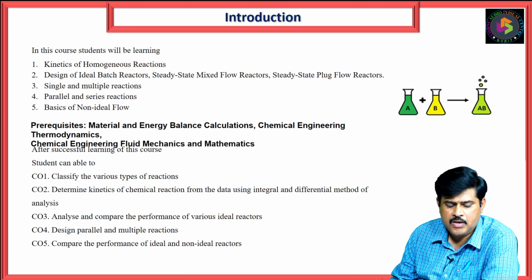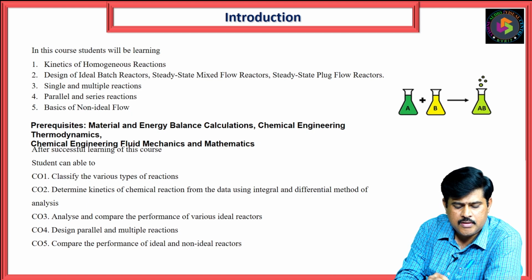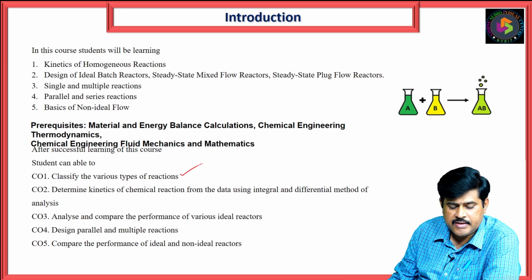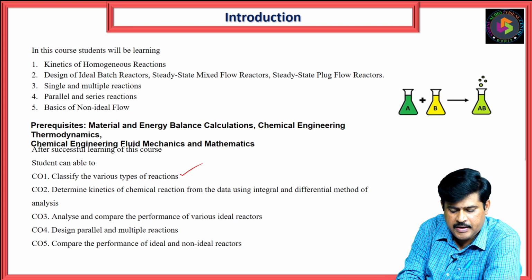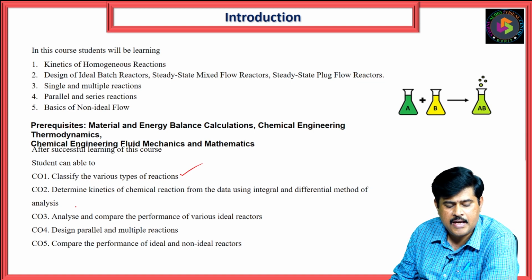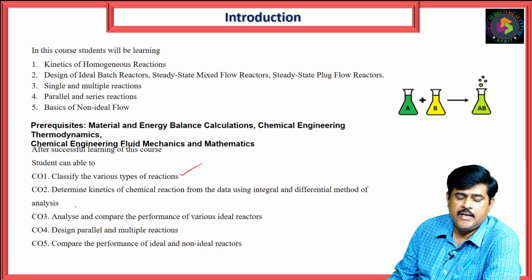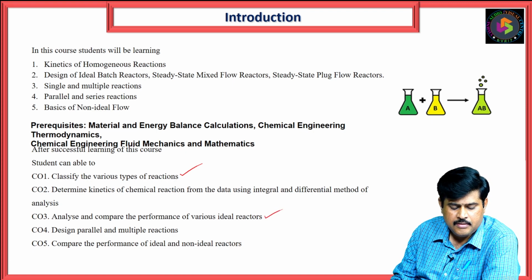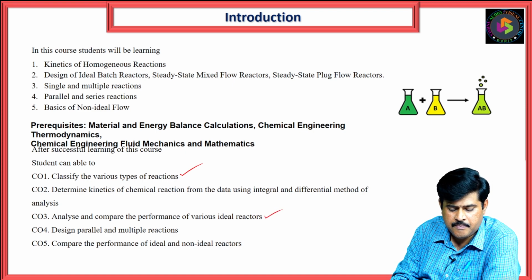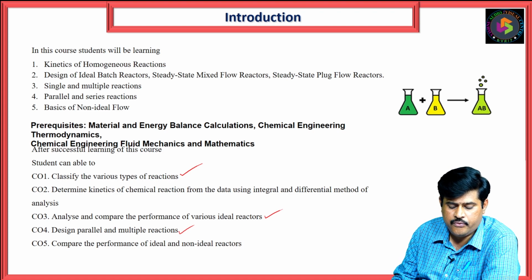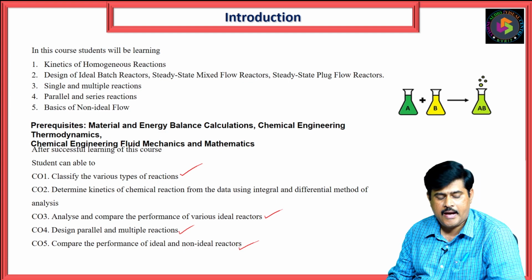After successful learning of this course, student can able to classify various type of reactions. The students can able to determine the kinetics of the chemical reaction from the data using integral and differential method of analysis. The students can able to analyze and compare the performance of various ideal reactors. The student can design parallel and multiple reactions. The students can able to compare the performance of ideal and non-ideal reactors.